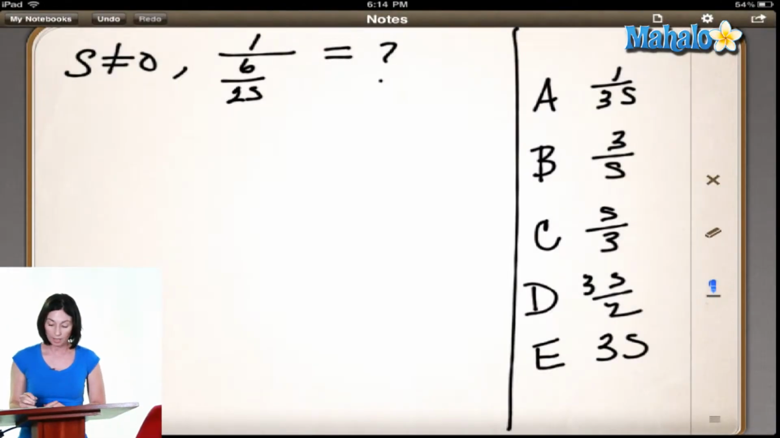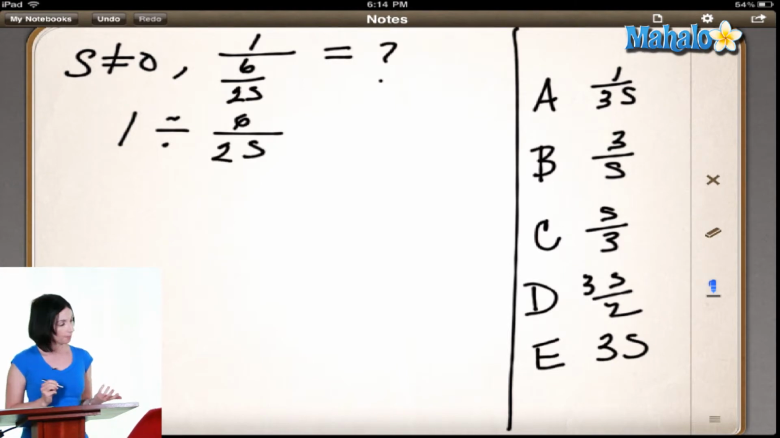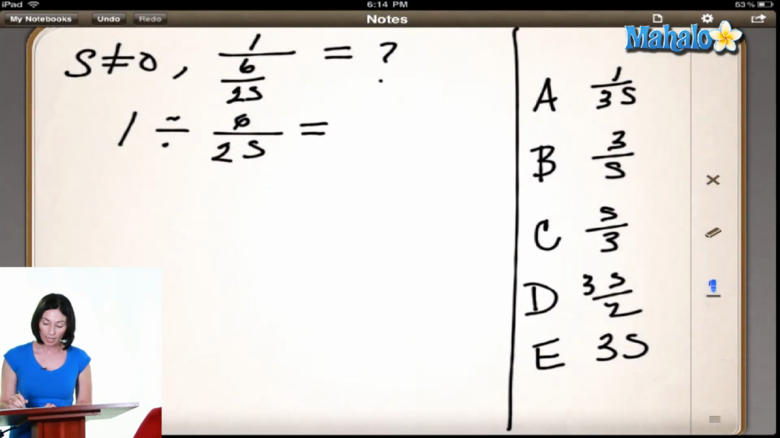So we have 1 over 6 over 2s. Now, anytime you see a fraction, that's just another way of writing division. So 1 over 6 over 2s is the same as saying 1 divided by 6 over 2s. Now, when you're doing division with fractions, you change the division sign to a multiplication sign, and you flip the fraction upside down. You take its reciprocal. So instead of 1 divided by 6 over 2s, we're going to have 1 times, what's the reciprocal of 6 over 2s?